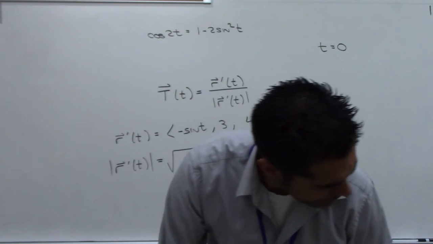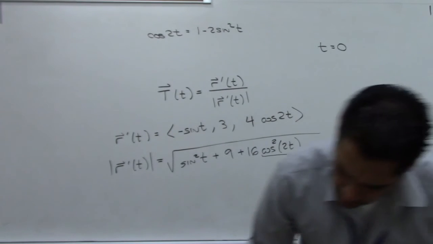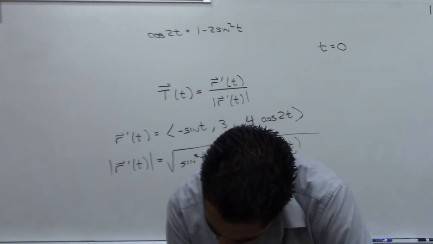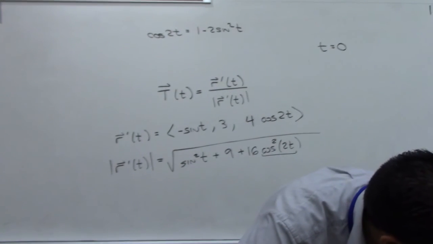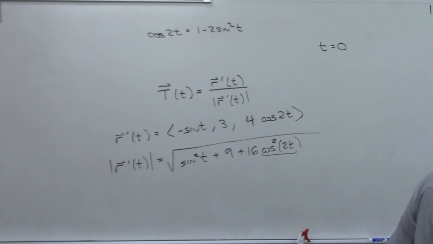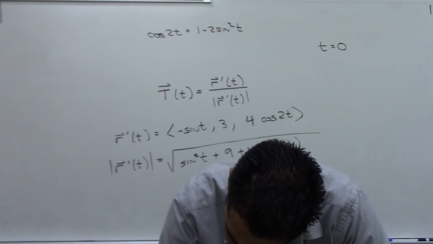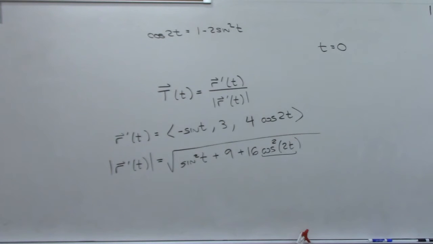What are we on here? I lost my place. Oh, whoa. I lost my position. And I'm totally lost. Find the unit tangent vector. Okay, 45. Yeah, see, I'm making this a little harder than it has to be.